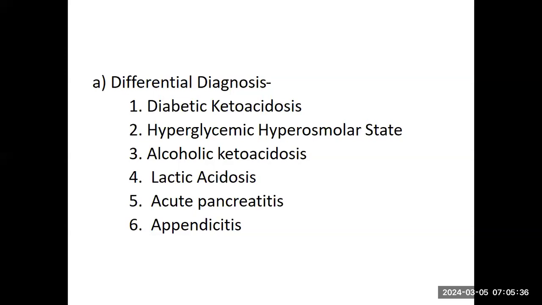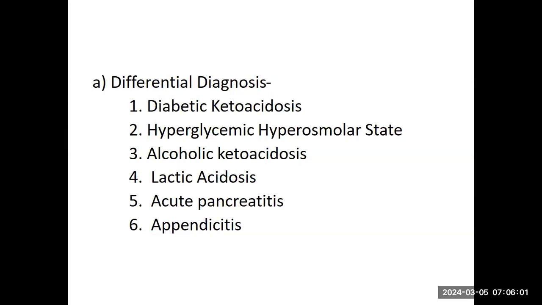So acute pancreatitis and appendicitis are differentials because these are causes of abdominal pain. And of course, we know that in DKA, patient may come with severe abdominal pain that may simulate acute abdomen. So that's how acute pancreatitis and appendicitis may end up being differentials of this presentation.